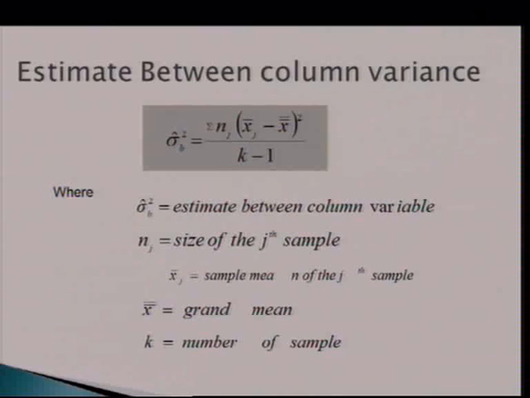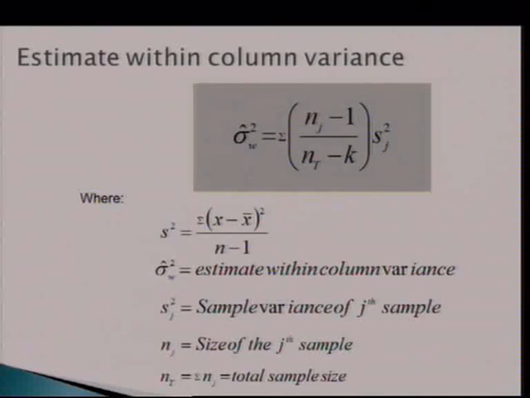where the first one, sigma cap square B, is the estimate of the between column variance, where Nj is the size of the jth sample. We are discussing a problem after this, using this working formula. And xj bar is the sample mean of the jth sample, and the grand mean is denoted by x double bar, where k is the number of samples.